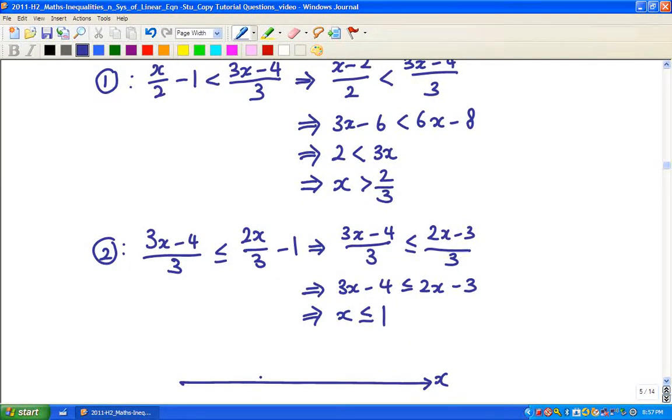Label the critical values 2/3 and 1 on the number line, and represent each of the inequalities on a single horizontal line on its own. So for example, in inequality 1, the solution is x greater than 2/3. So we'll represent it with a line as follows. Since 2/3 is excluded, we will label the endpoint at 2/3 with a circle.